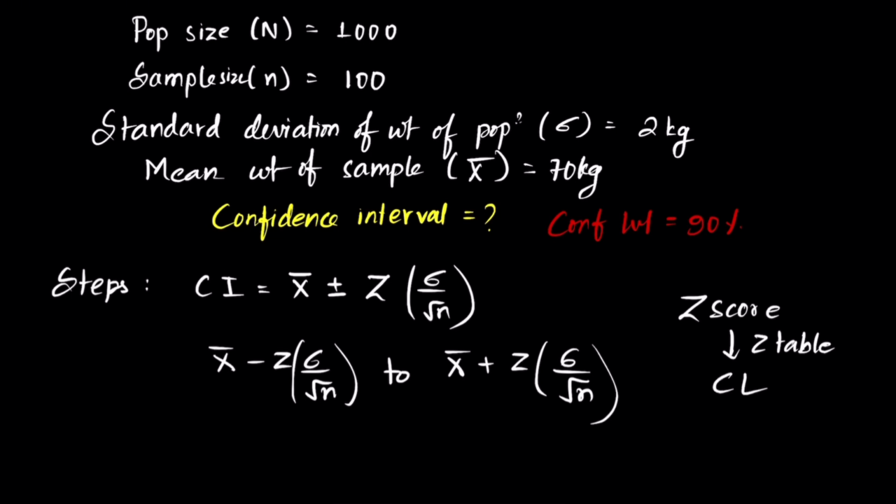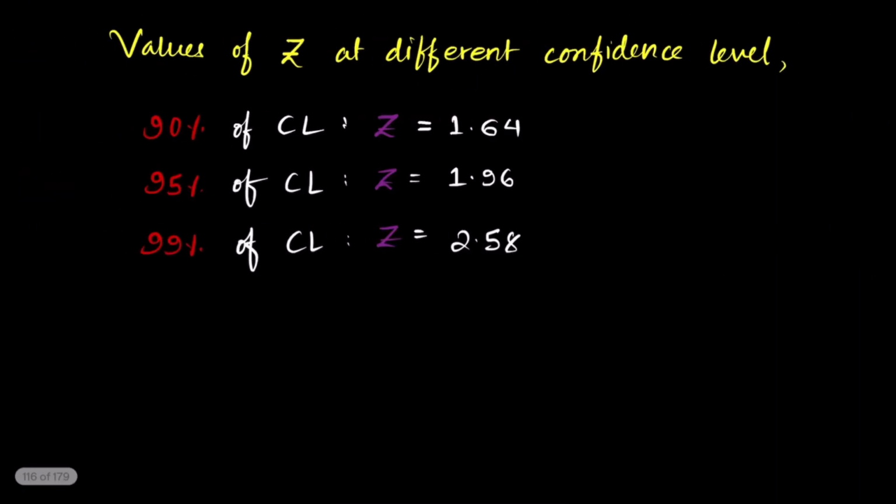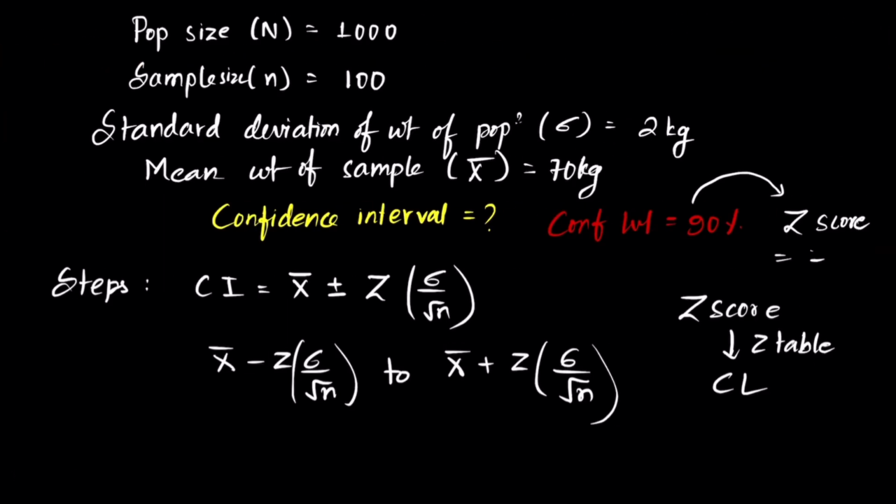However, I've already told you the Z scores for 3 different confidence levels. For these confidence levels, you need to know the Z score by heart. And the Z score for 90% confidence level is, come on, 1.64. So put the values in and you will find your confidence interval.